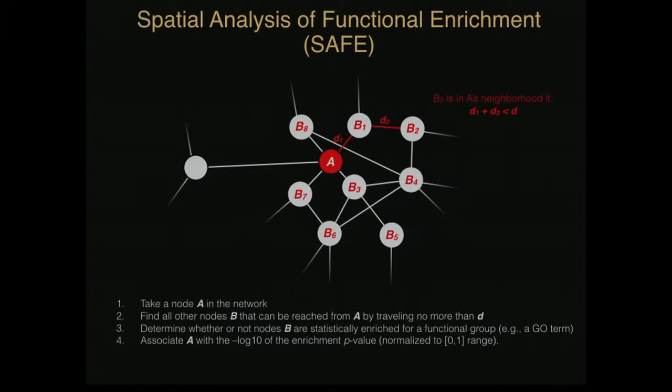Once we have defined the neighborhood around A, we can run simple functional enrichment on it. For example, we can run a hypergeometric test against any given GO term, take the p-value that is derived from that analysis and assign it back to the node we started from.